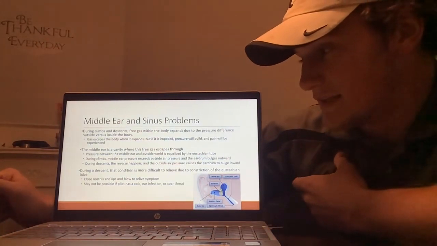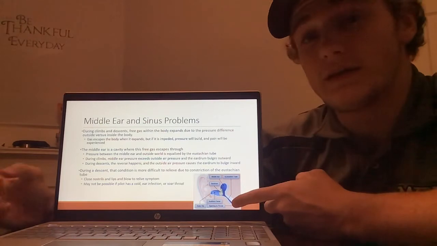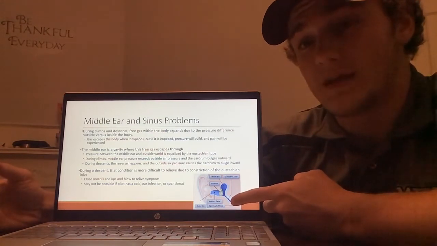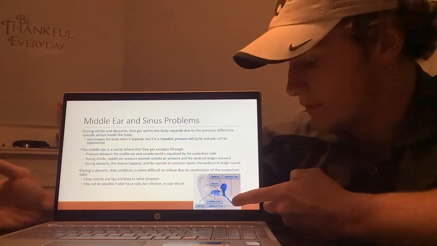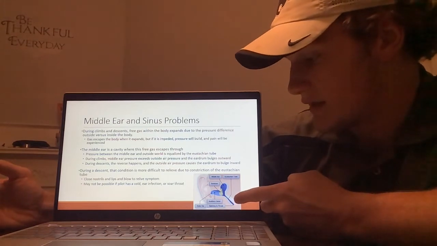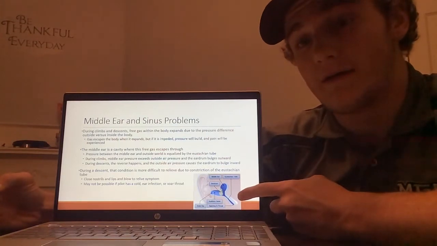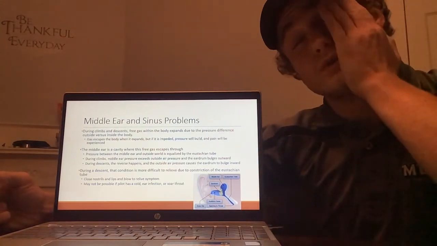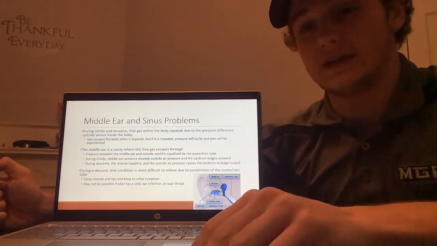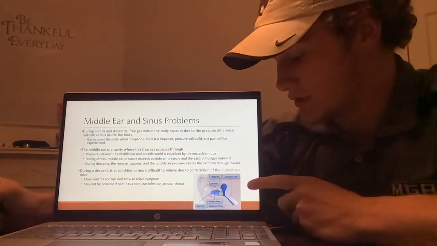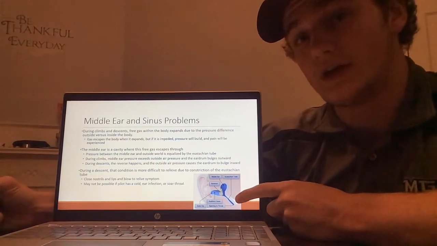However, during a descent, this is really difficult, sometimes very difficult to relieve, because there is a vacuum that constricts this tube from opening. When your eardrum bulges in, it is not a fun experience. It hurts if that pressure can't be equalized, and so that vacuum is created where the eustachian tube can't open to equalize that pressure.